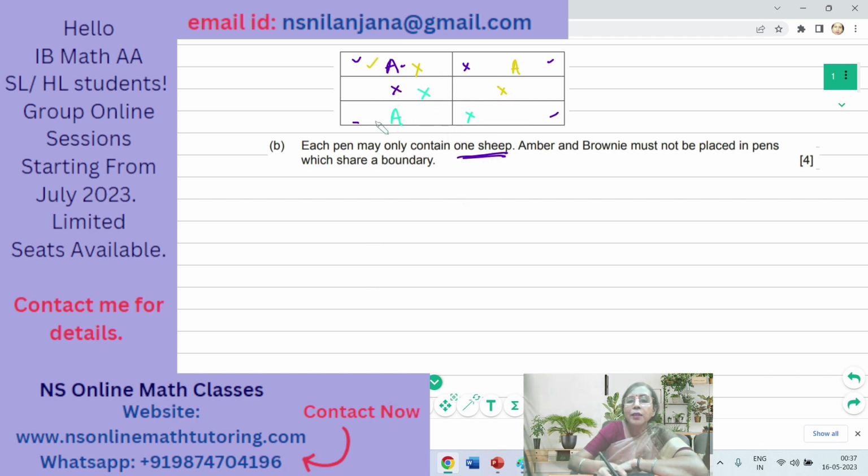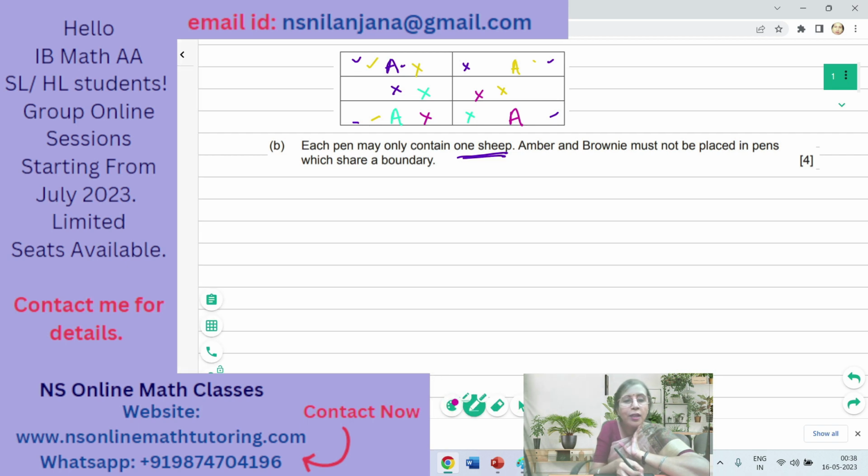I've kept amber in this pen, this pen, this pen. One is remaining, so let me take that as well. Fine, so let me take this. Amber is placed in this pen, so brownie cannot be placed in this and this. So again, we are seeing that whenever amber is getting placed in one of the corner pens, brownie is only having 3 options remaining to choose from. Okay, so we have understood this.